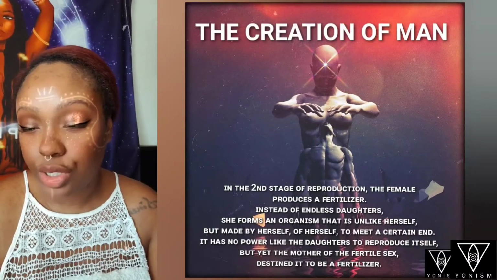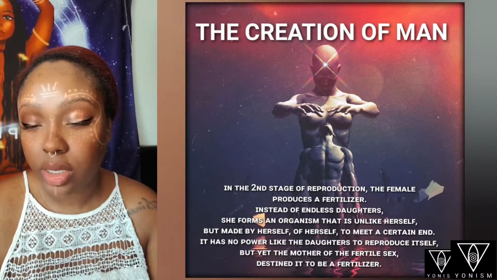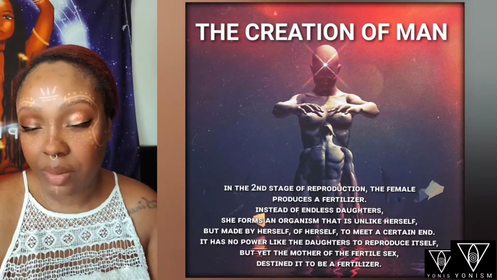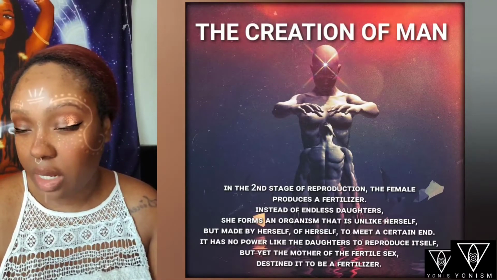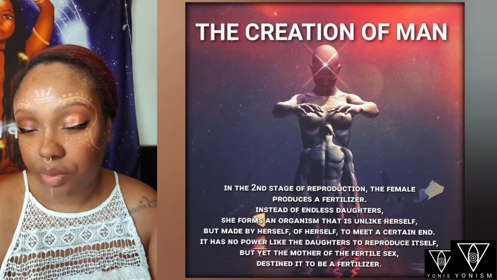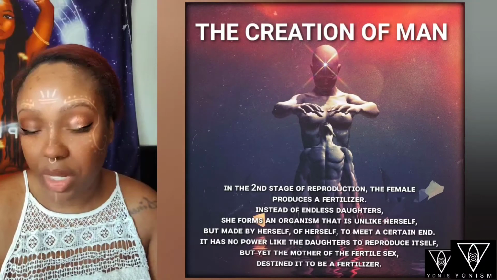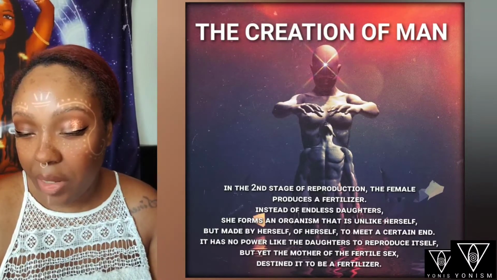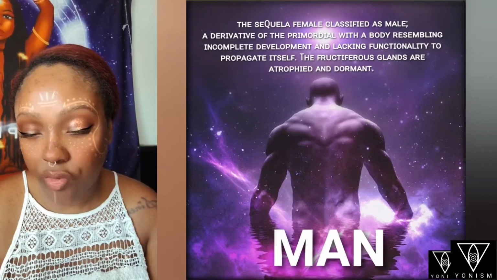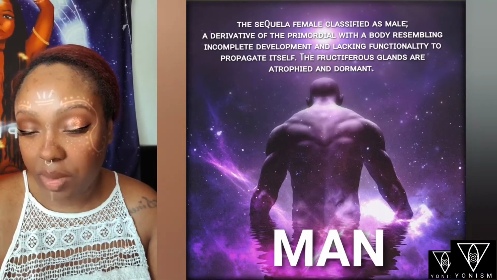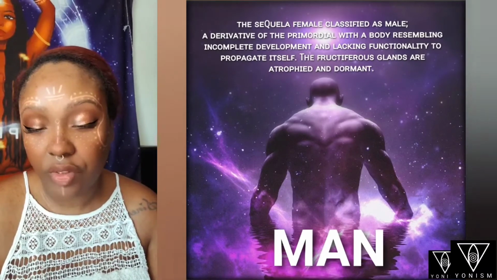Instead of endless daughters, she forms an organism that is unlike herself, but made by herself, of herself, to meet a certain end. It has no power, like the daughters, to reproduce itself, but yet the mother of the fertile sex destines it to be a fertilizer. If the female sex is the reproducing, the fertile sex, the male generated in her body, the fertilizer, is also female, but a differentiated, incomplete female organism, undeveloped in the distinctive creative organ and functions of the female.